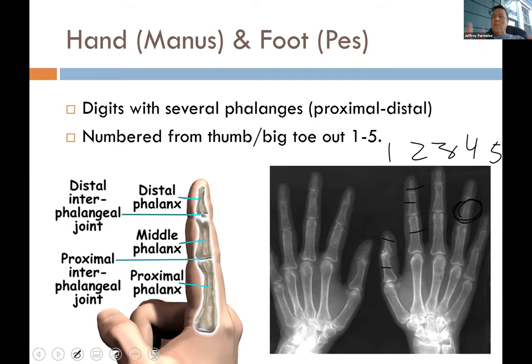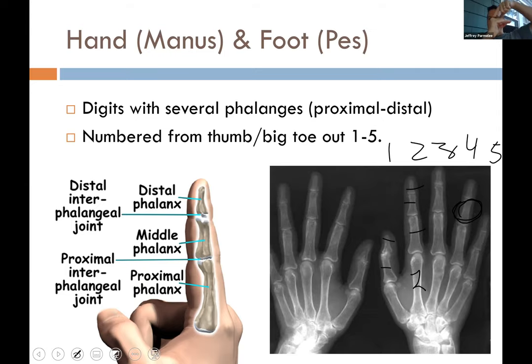And then the metacarpals make up your palm, and they're also numbered 1 through 5. So it looks like metacarpal 2 is the longest. What do you guys think? Your toes and your fingers. Now you should be able to name every one of those bones. And we look at joints over here.